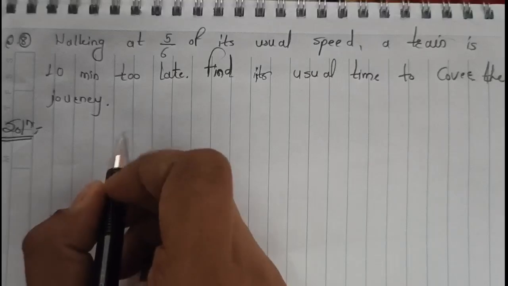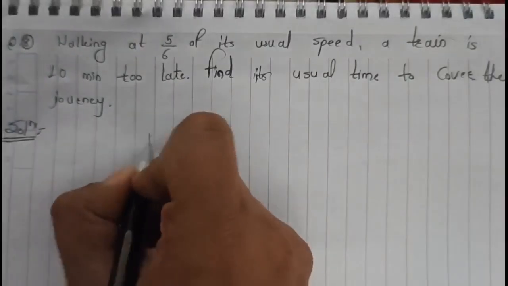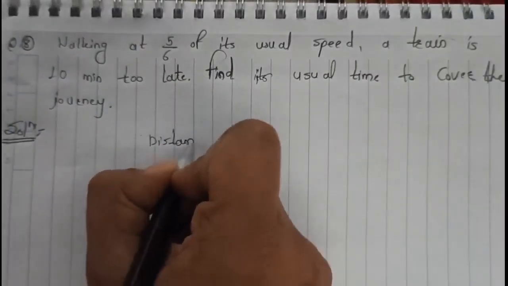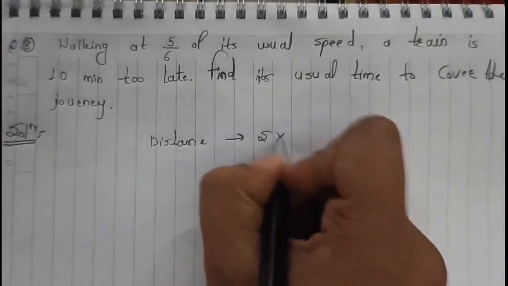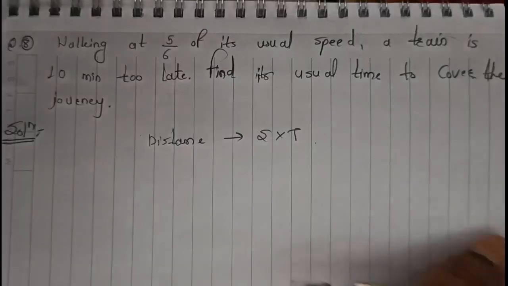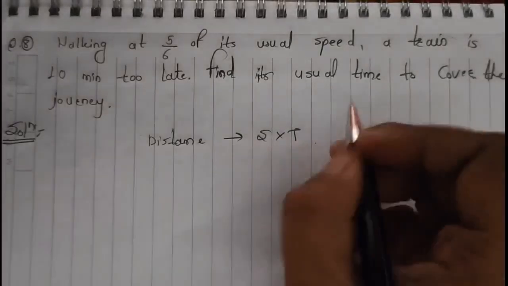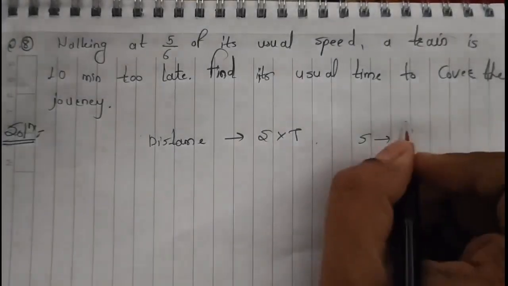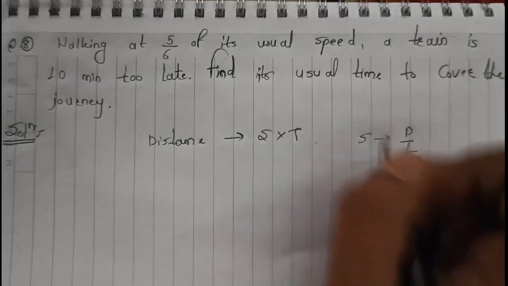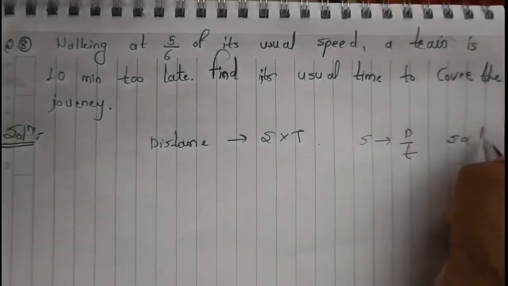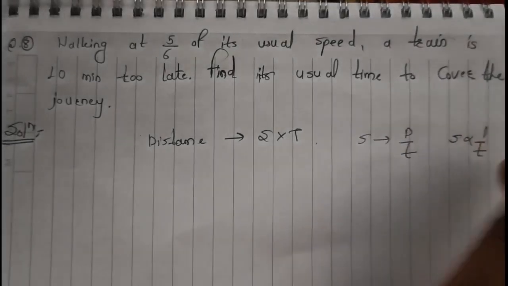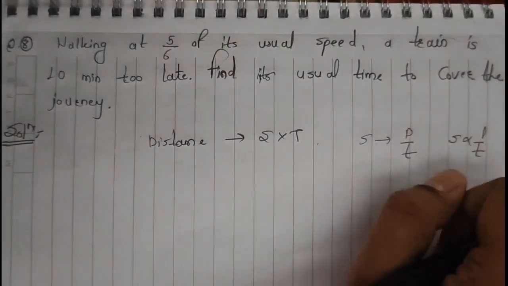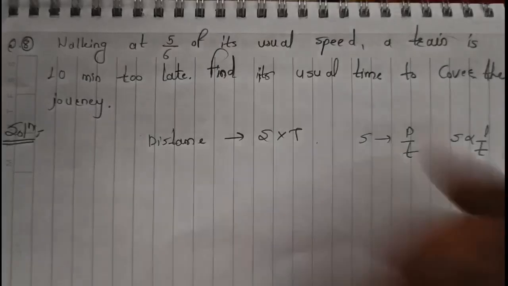Right. So I hope you remember this basic formula, that is distance is equal to speed into time. Now here we can say that speed is equal to distance upon time, and whenever the distance is constant, speed is inversely proportional to time and vice versa. That means time is also inversely proportional to speed.